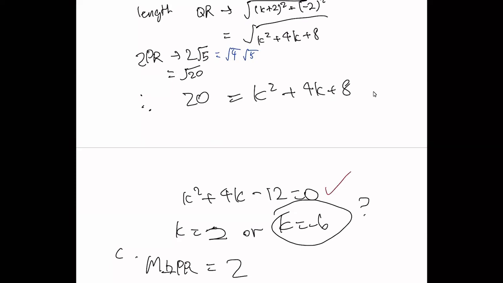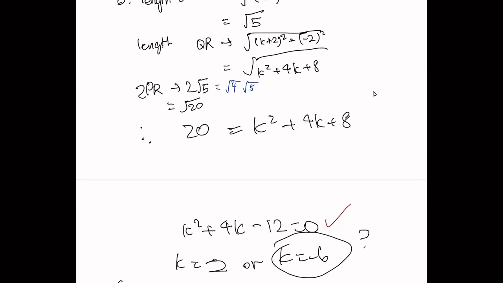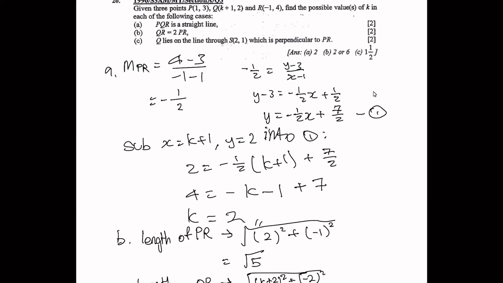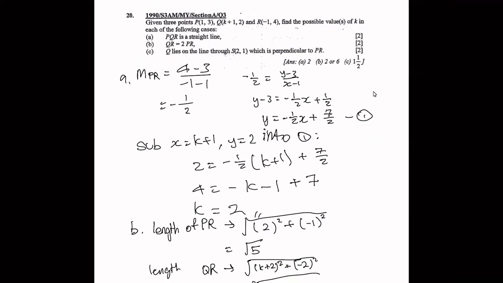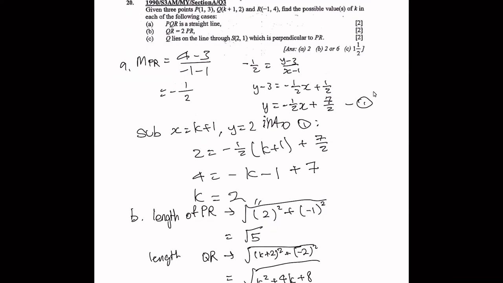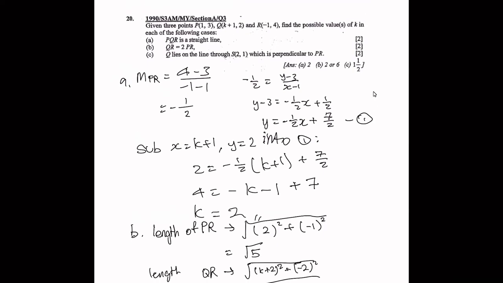Let me double check. Maybe you type wrongly. 1, 4, negative 12, 2 and negative 6. Oh, yeah, it's a negative 6. Let me double check. Oh, is the answer key wrong? Did I see wrongly?